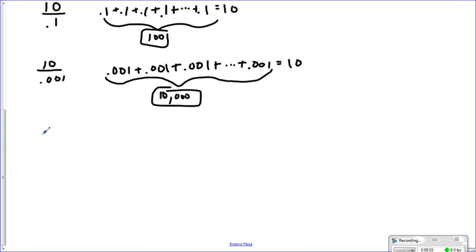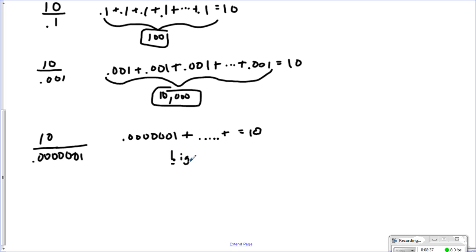Okay, let's try 10 divided by, let's say, 0.000001. I'm adding 0.000001 plus 0.000001, and I keep on adding it up until I get to 10. Am I going to get to 10? Yeah, eventually. I could figure out what it would equal, but the point is it's going to be some big number.